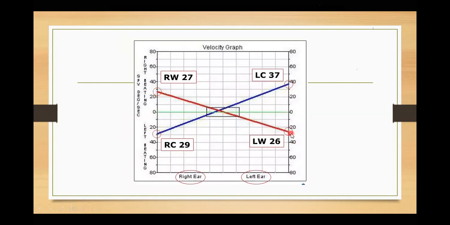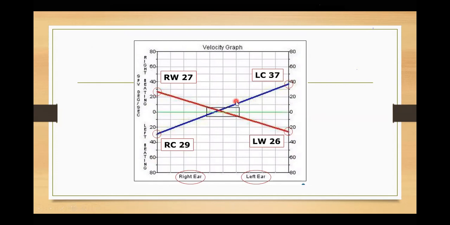Then we will do left warm. Left warm will create left beating nystagmus. So we will have the left side and we will mark it as 26. Okay, then we will do right cold. It will create left beating nystagmus, opposite side beating nystagmus. So we have 29, we marked it here. And then left cold will create again right beating nystagmus. We have this one. So we have 37, we marked it.